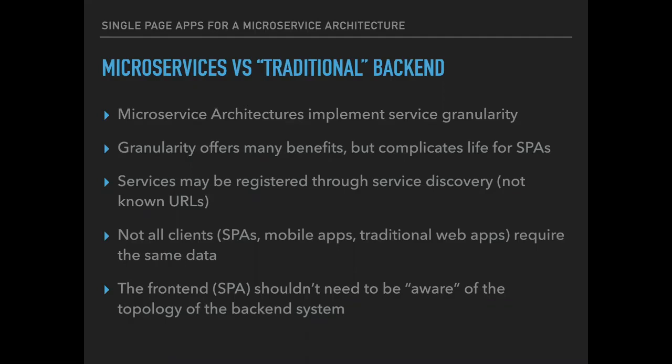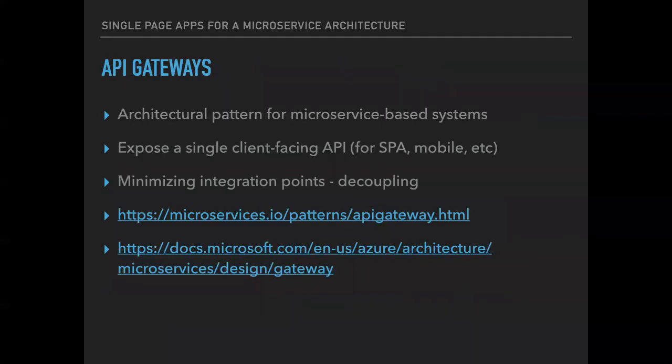That's a bit of a separation of concerns issue there. So that's where API gateways come in. So API gateway is an architectural pattern. It's not a particular product, although there's plenty of products that implement the pattern for you. And you can also create your own. But it's an architectural pattern for microservices.